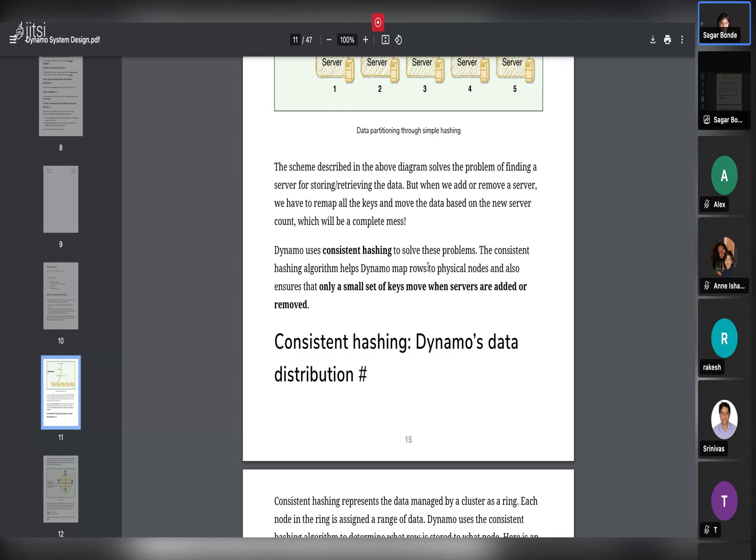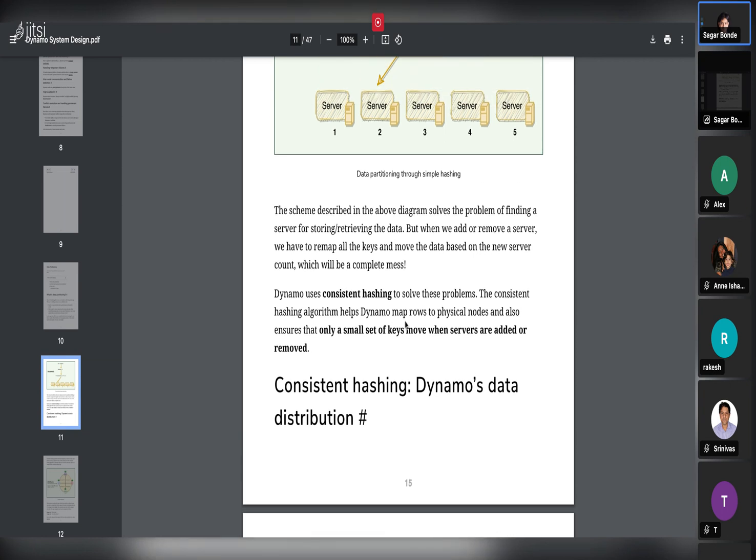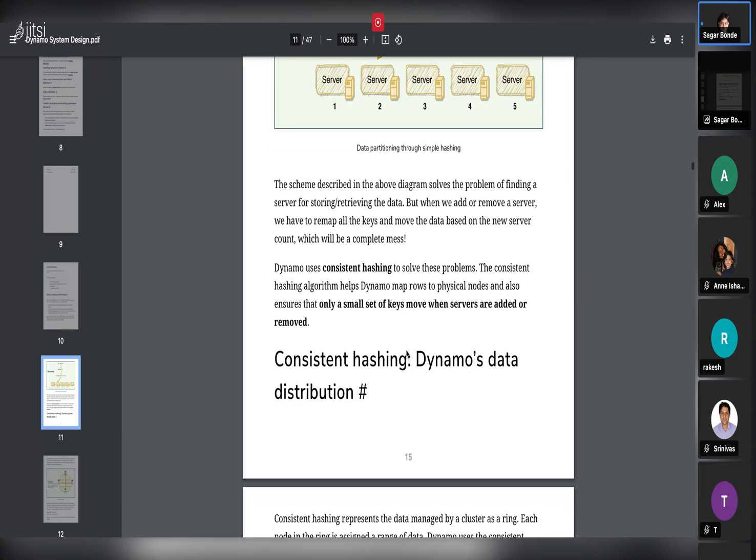So they are saying that consistent hashing helps to map the rows to physical nodes, and whenever any node leaves or joins, only a few keys need to move. In fact, my bad, not the records, only a few keys need to move across servers.